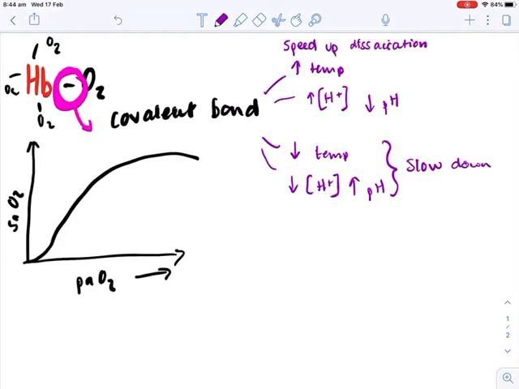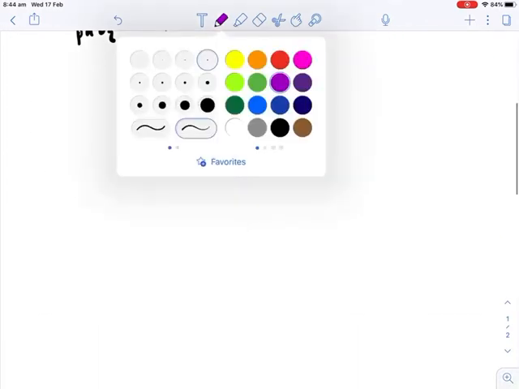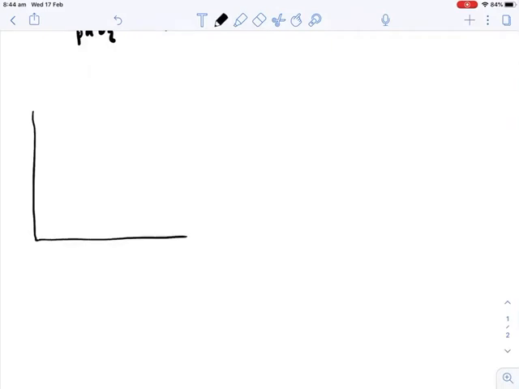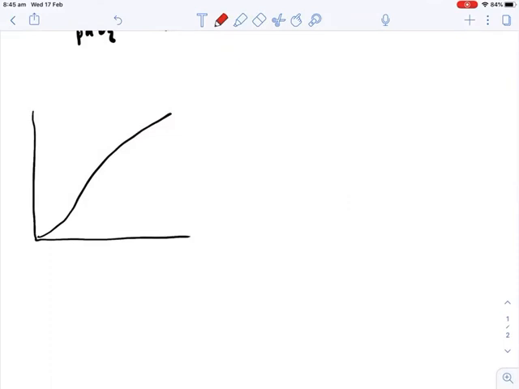And that's pretty much what you need in order to think about the curve. So let me draw another curve. This will be our normal. Now, let's talk about a right-hand shift.